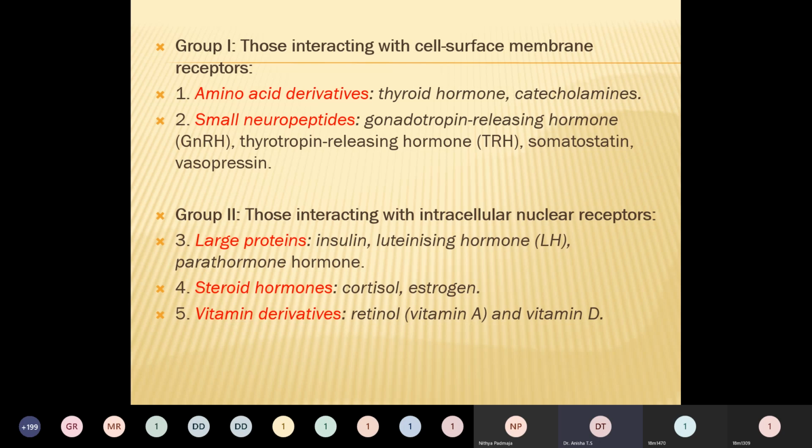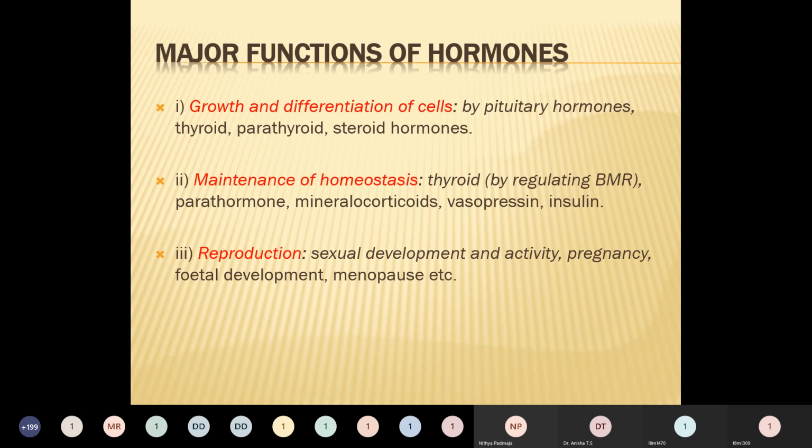So what are these hormones which act on the nuclear receptors? That is, within the cell, on the nuclear membrane, there will be receptors. These are very large proteins like insulin, luteinizing hormone, parathormone, etc. Some steroid hormones secreted by our ovaries like estrogen, then cortisol, vitamin derivatives like vitamin D, retinol, etc. Okay. So while they are listed, make sure that the cells have certain functions.